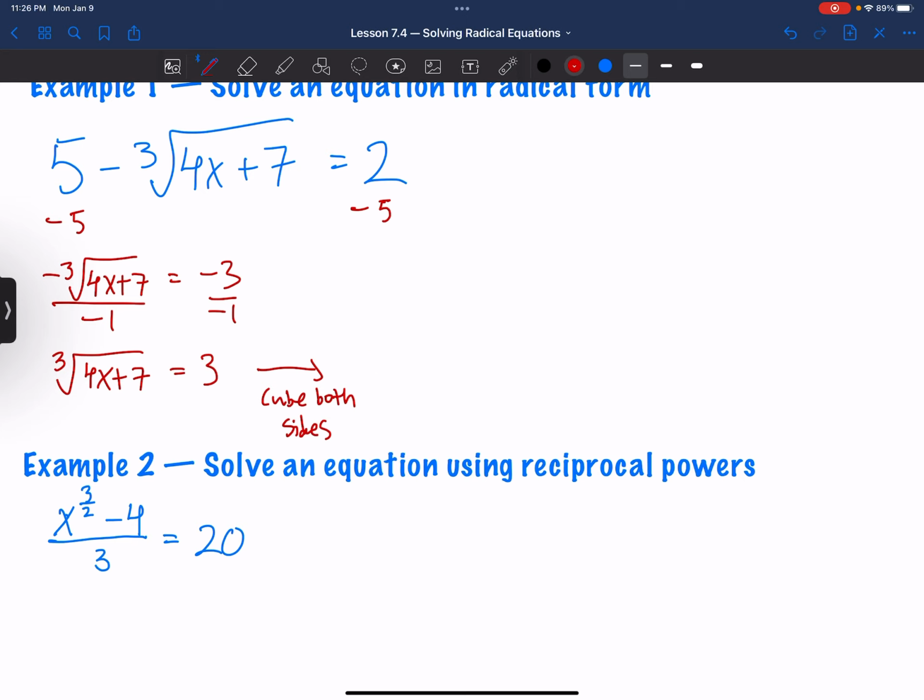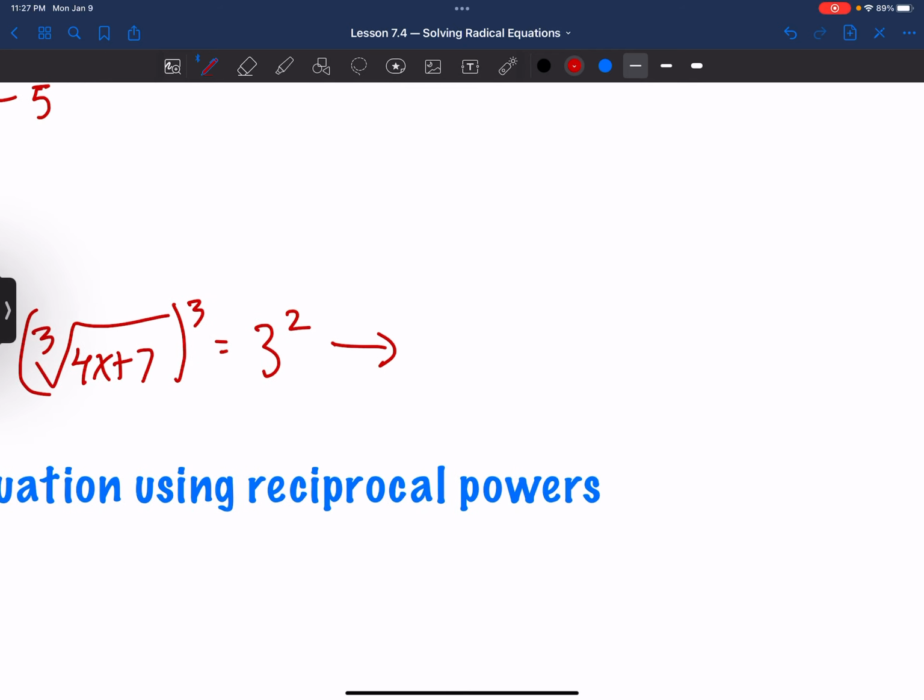cube root of 4x plus 7, cubed, equals 3 cubed. When you cube the cube root, you get 4x plus 7 equals 3 cubed, which is 9. I'm sorry, why did I write 3 squared? 3 cubed, silly. It's supposed to be 3 cubed, Mr. Spake. So it's not 9, it's 27.